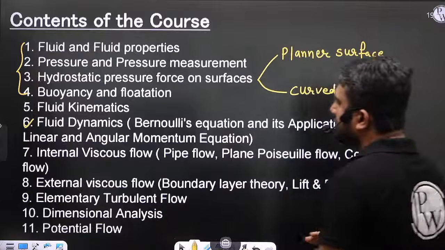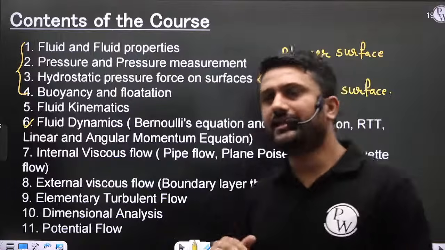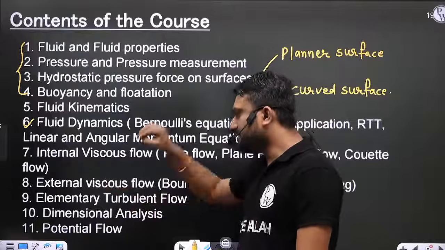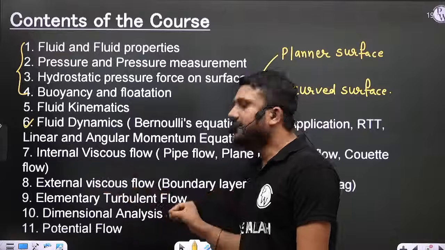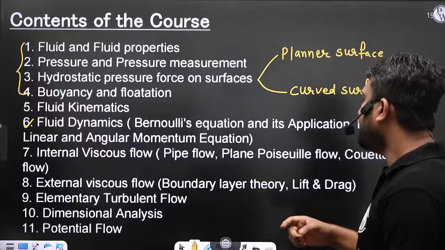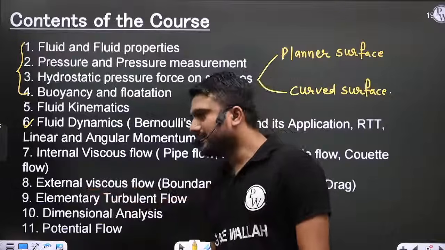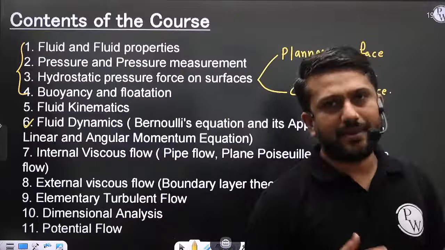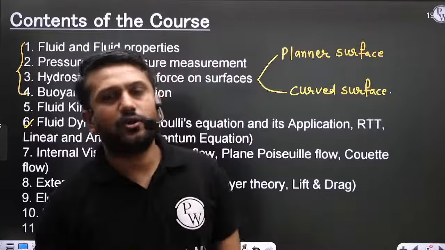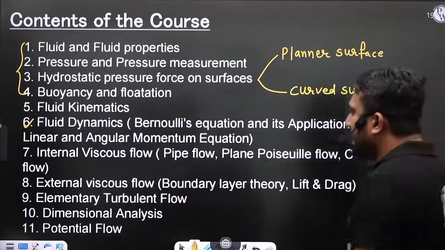And see, chapter number 9 is elementary turbulent flow, right? We are not dealing with turbulent flow in a vast manner, because in the syllabus it is specifically mentioned elementary turbulent flow. So we will focus on the basic things related to turbulent flow, right? After that, the next chapter is dimensional analysis, right? Dimensional analysis is important in the heat transfer subject also, not only in fluid mechanics. And after that, the last topic is potential flow.